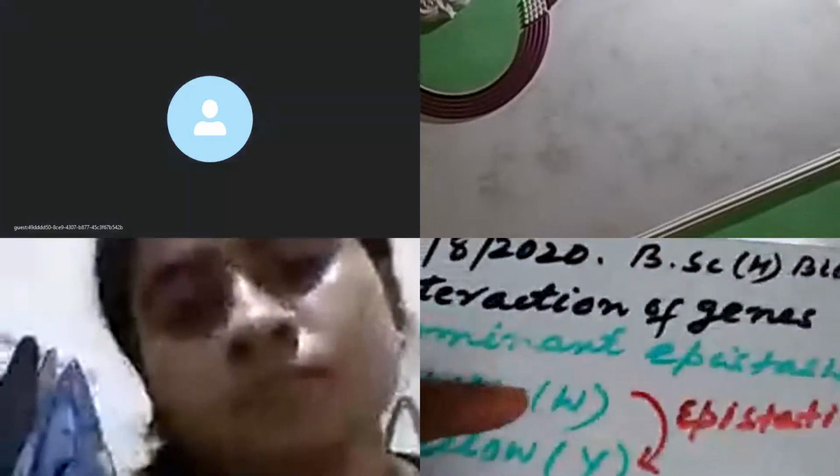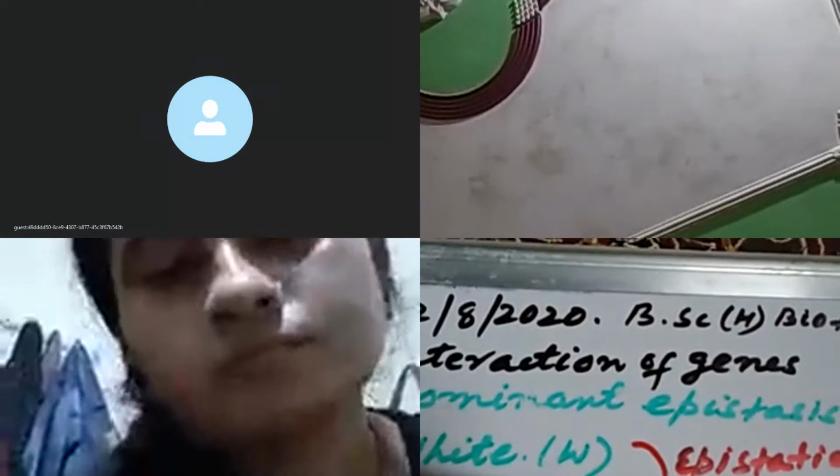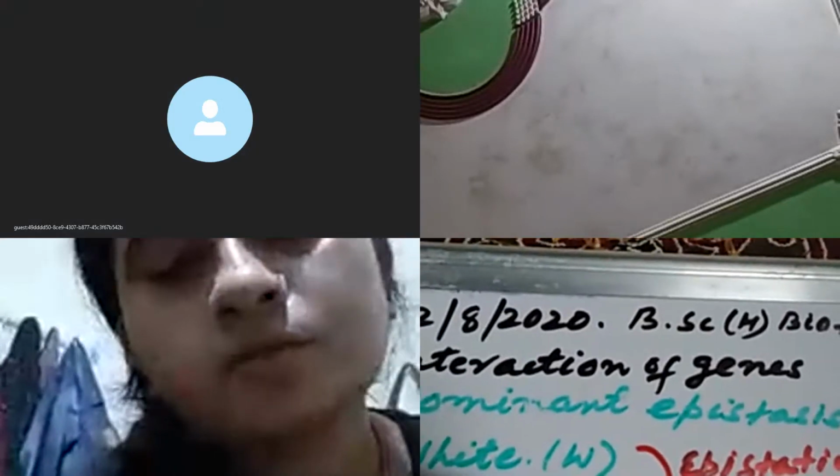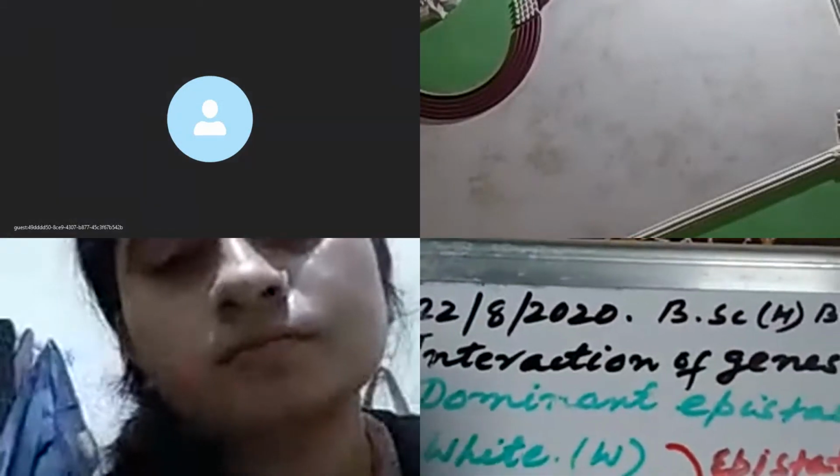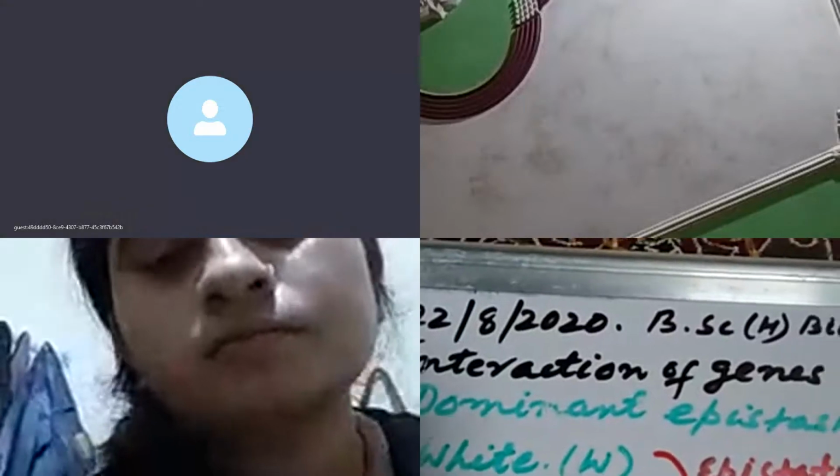Now look, there are two dominant genes here. Look at the whiteboard. The dominant gene which I have represented by the alphabet W, and the second non-allelic dominant gene I have represented with the capital Y. So these are the dominant genes. One dominant gene is responsible for the development of white color, and the other dominant gene is responsible for the development of yellow color.